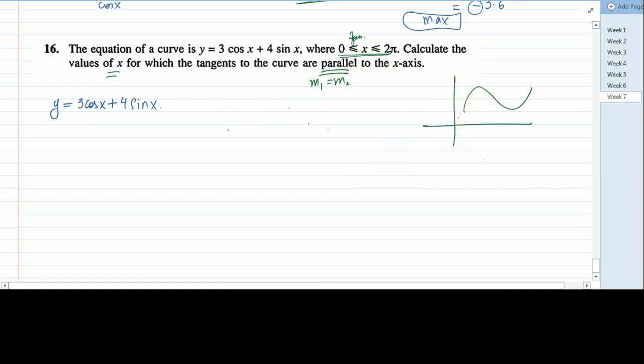When it says parallel to the x-axis, that means the tangent must be in this direction so that these two lines are parallel, either in this case or in this case, right? So that is why we are saying that dy by dx equals 0.